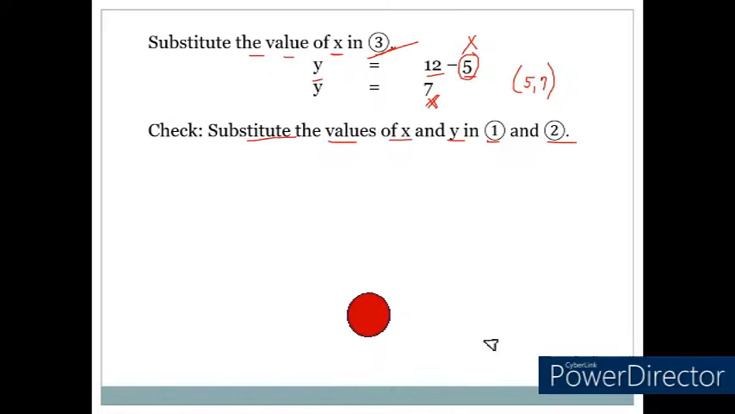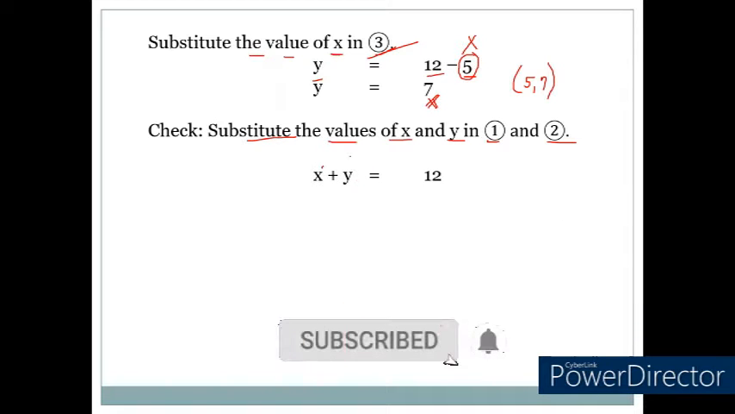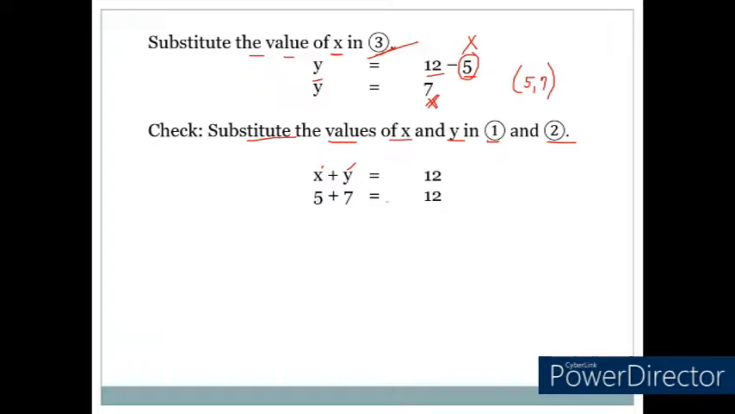Equation number 1 is x plus y equals 12. As you can see here, for x and y we need to substitute the values. The x is 5 and the y is 7. And then 5 plus 7 equals 12. If we add these two, it equals 12. So it means that it is true. The left-hand side and the right-hand side are equal.